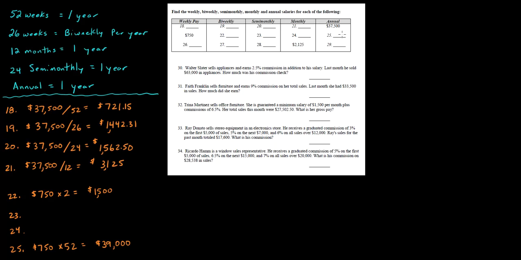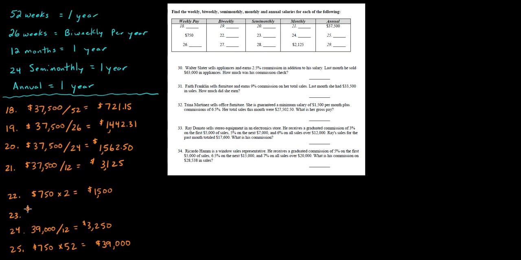So if I know I make $39,000 in a year, for my monthly, like I just did a minute ago, I take my yearly divided by the number of months, and that would tell me my monthly pay. So I will divide this by 12, and that's going to give me $3,250. And to find number 23, semi-monthly, again, there's a few ways I could do that.